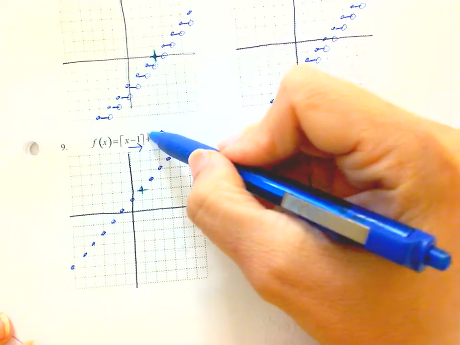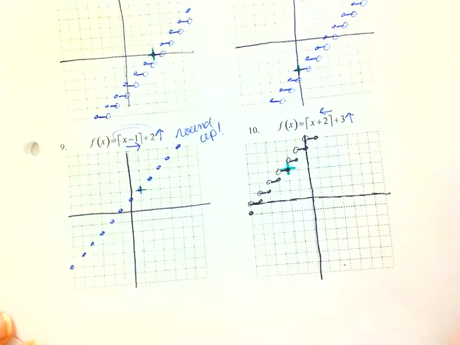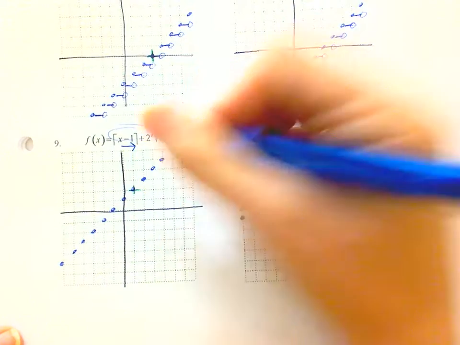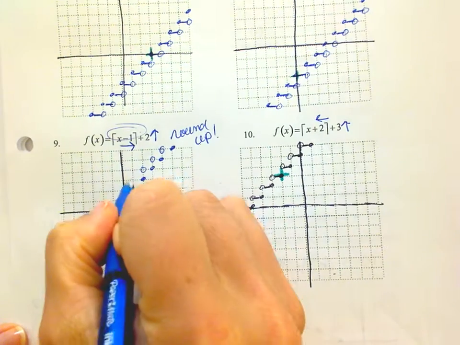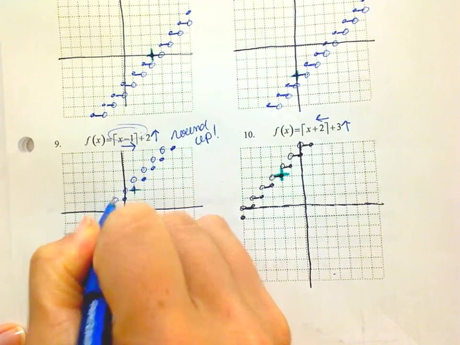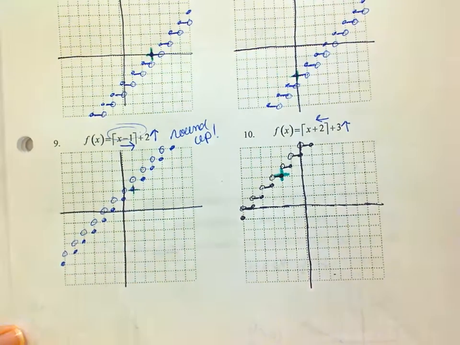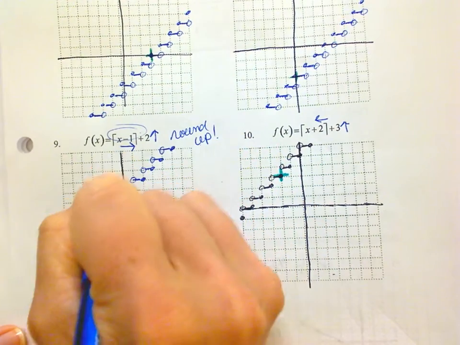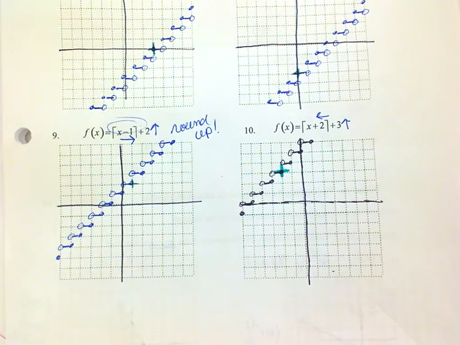This one you are rounding up, since the brackets are at the top of the function. So your open circles are going to be above your closed dots. So if I just start here, I've got to make an open circle, open circle, open circle, and then continue that. And again, connect them. We should all be able to do that very easily, I think.